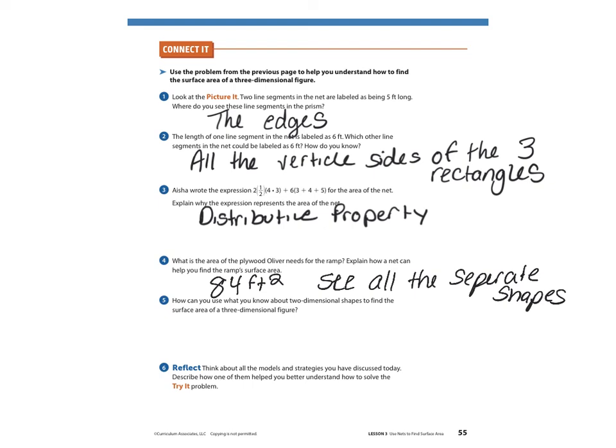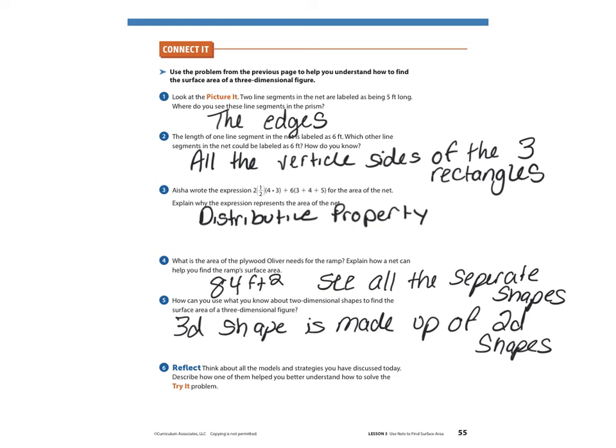5, how can you use what you know about 2-dimensional shapes to find the surface area of a 3D one? Okay, a 3-dimensional shape, guys, is made up of 2D shapes. So a 3D shape is made up of 2D shapes. Each face is a two-dimensional shape. So if you find the area of each 2D shape and add them together, you get the surface area of your 3D shape.